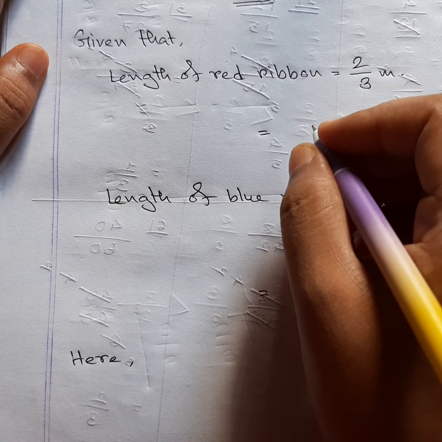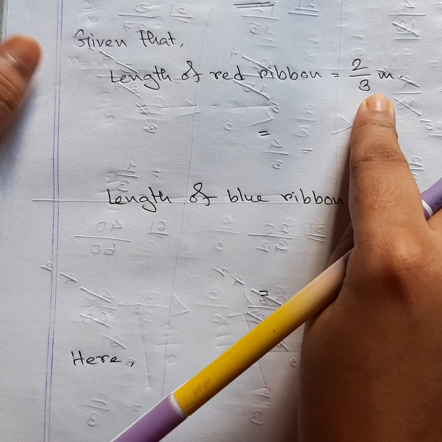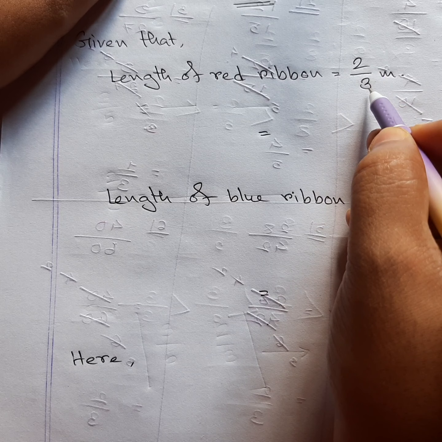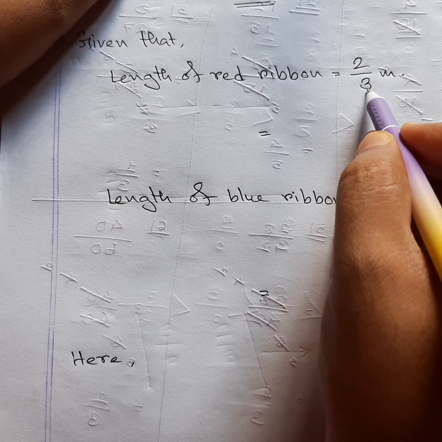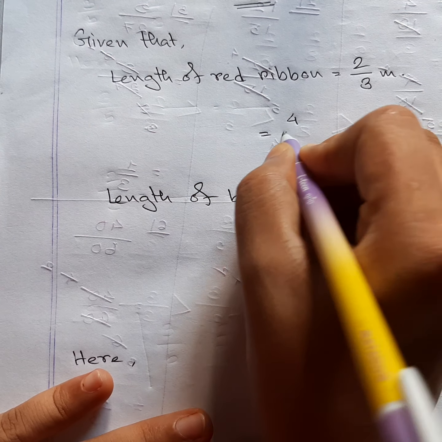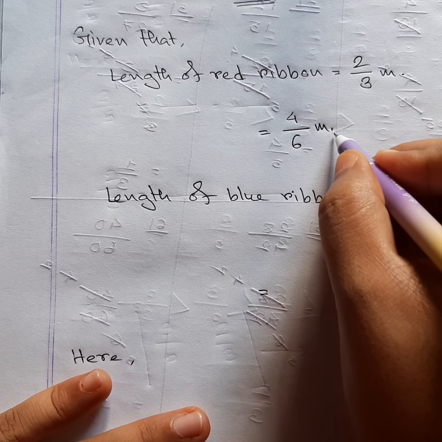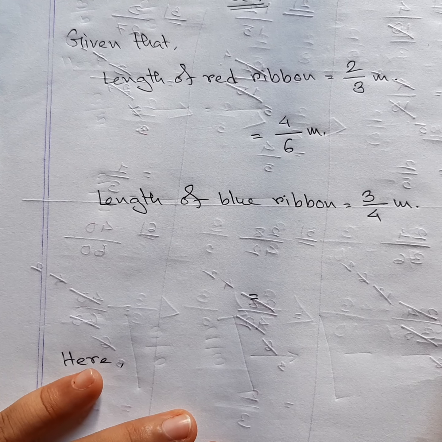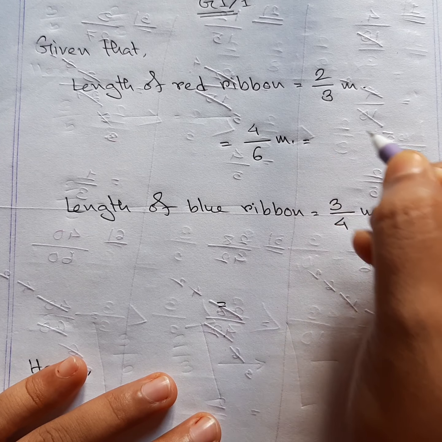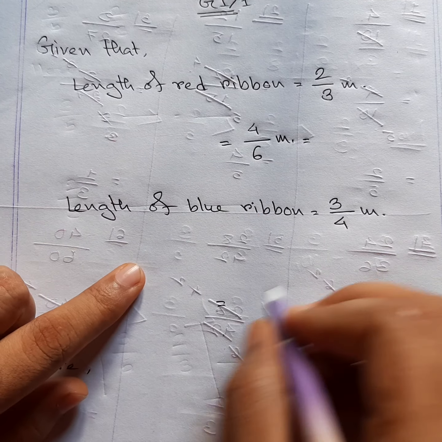So we are going to multiply the length of the red ribbon, first with 2, multiplying both numerator and denominator with 2. So 2 2s are 4 and 2 3s are 6 meter. Always remember that whenever you are writing the unit, don't forget to write down the unit. Now we are going to multiply the length of the blue ribbon with 2. Why am I doing this?